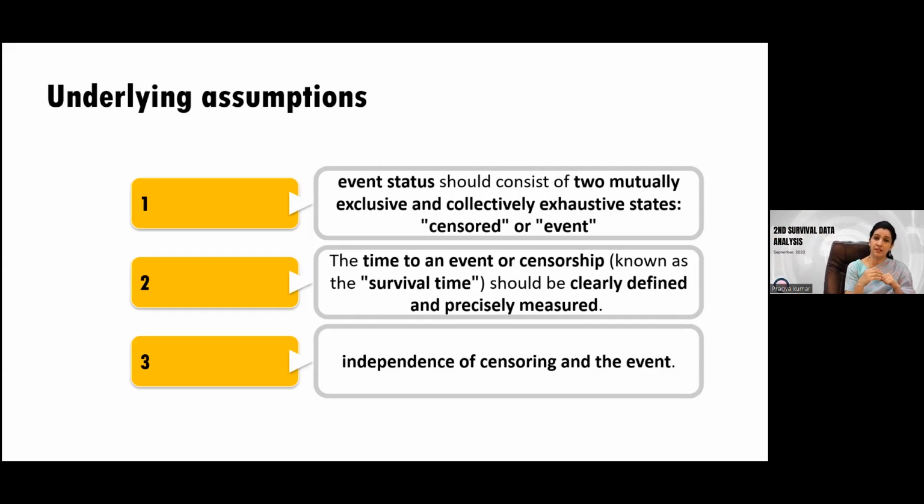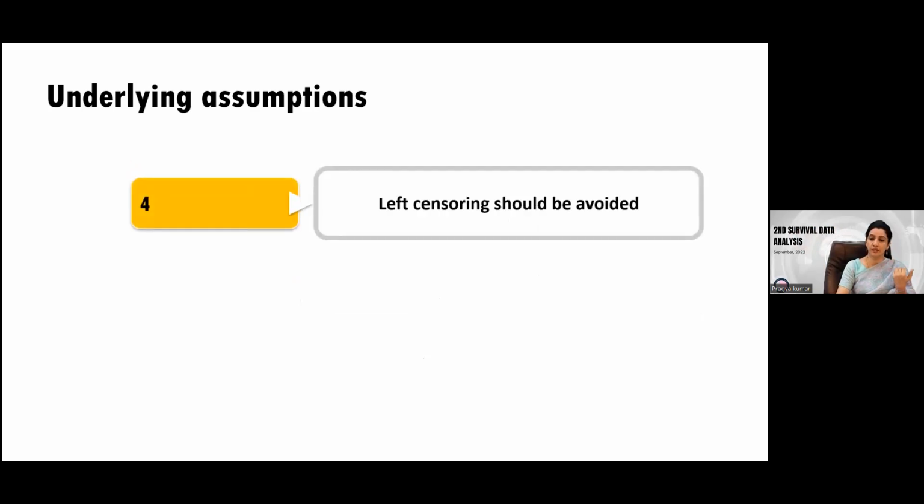So that's why we assume that the censoring and the happening of the event should be unrelated. And we assume that if that person had been there in our study, he would have experienced the same event at the same instantaneous rate. So with this underlying assumption, we always say that left censoring should be avoidable.